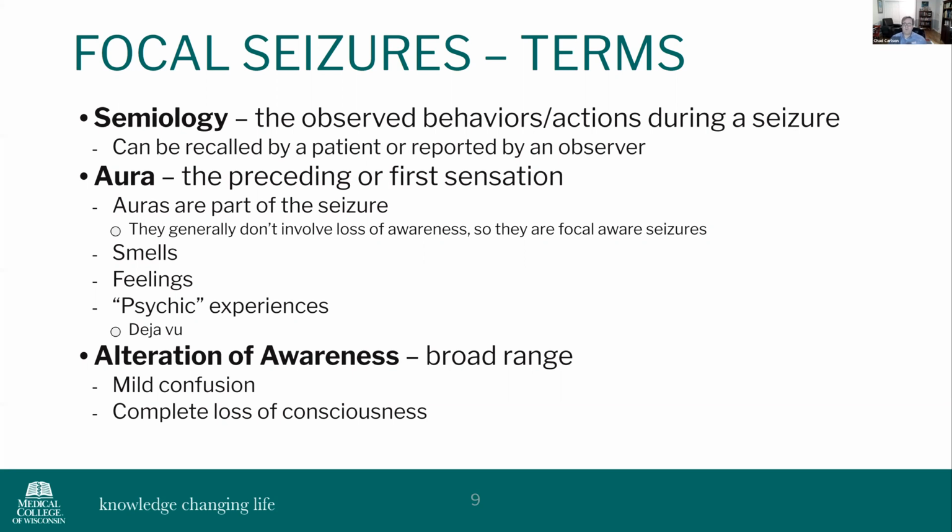Many of you may have heard the term aura. That's that first sensation, the very first thing that happens with a seizure. To be clear, auras are part of the seizure. So it's the very, very beginning of the seizure, the very first thing that you experience. Oftentimes, those can be smells or a feeling, like a feeling in your stomach or a feeling that's kind of rising up in your belly.